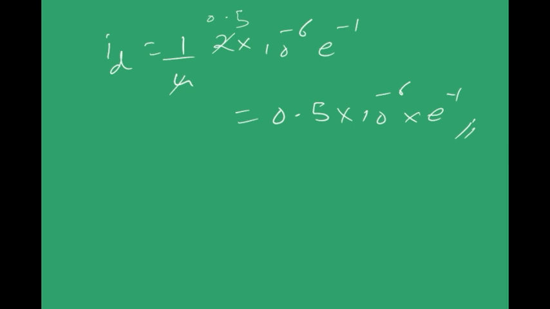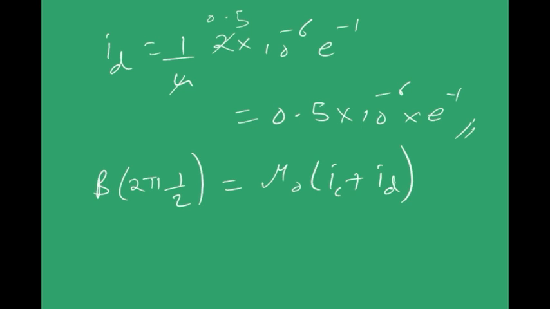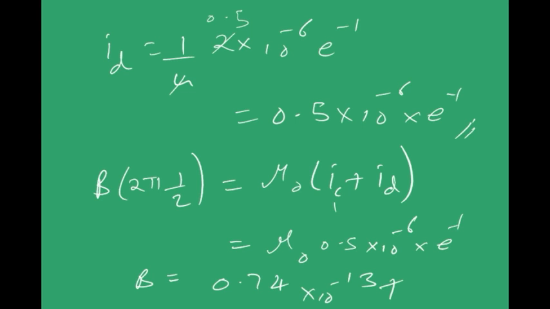Okay. My magnetic field B and the perimeter is 2 pi 1 by 2 for the assumed Amperian loop. So this should be equal to mu naught times what? Total current, right? IC plus ID by Ampere-Maxwell's law. Here IC is nothing but 0 because we are inside a capacitor. And finally what will I get? Mu naught times the ID, that is 0.5 into 10 power minus 6 into e power minus 1. So finally I'll get my B to be, you just calculate it, 0.74 into 10 power minus 13 Tesla. It's just calculation.